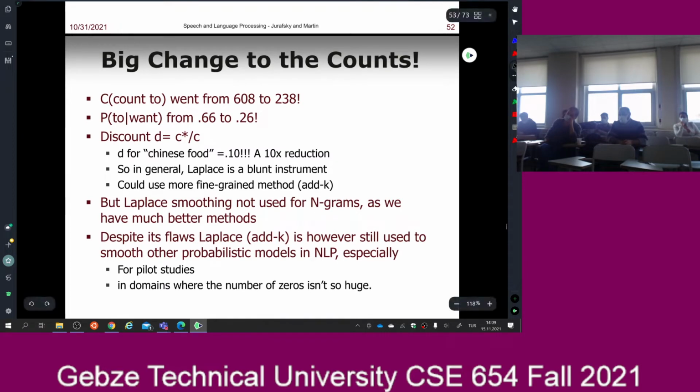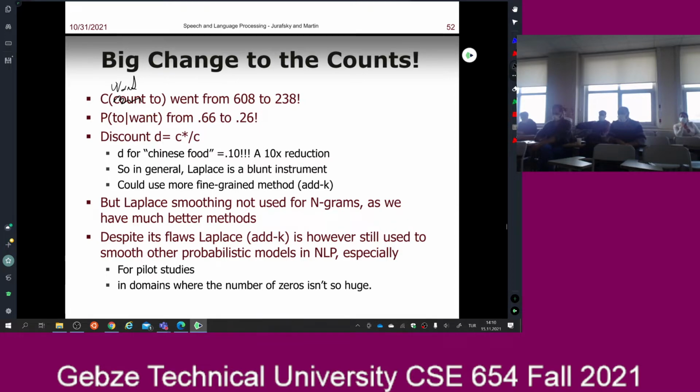For example, this is not count 2, sorry, this has to be 1, 2. 1, 2 went from 600 to 200. And I don't care about the numbers, all I care about is the probabilities. Given 1, what is the probability of 2? It went from 66% to 26%. Those are not very good numbers. So it is flawed, a little bit not usable by itself, but it's a good, simple approach for addressing the zero count problem.